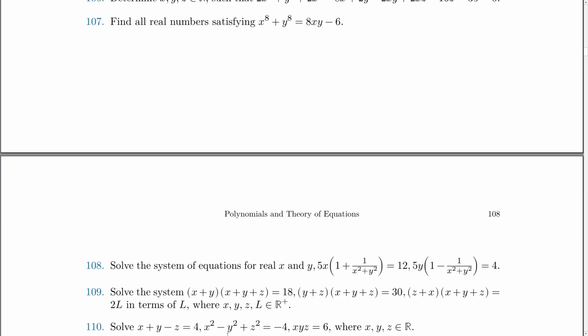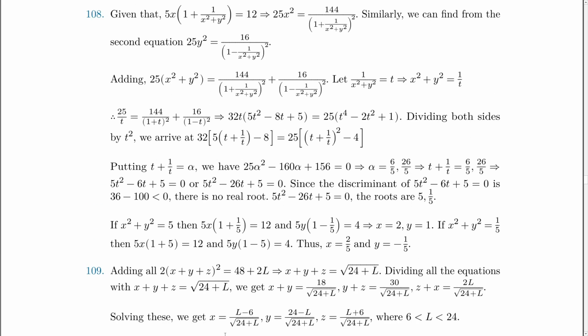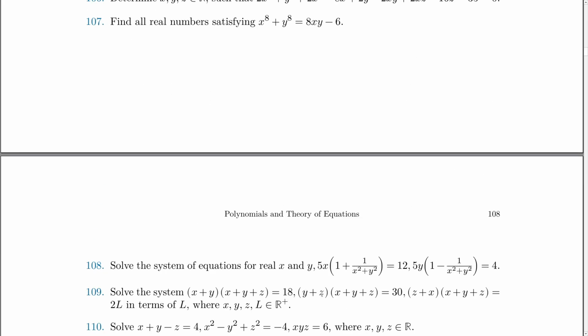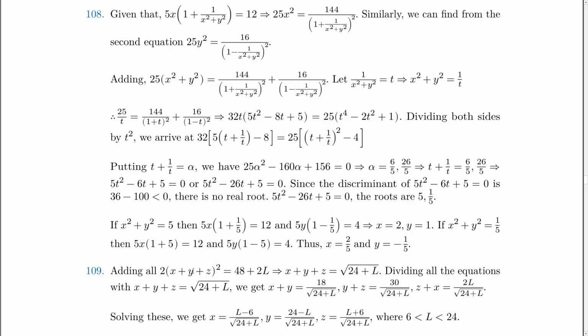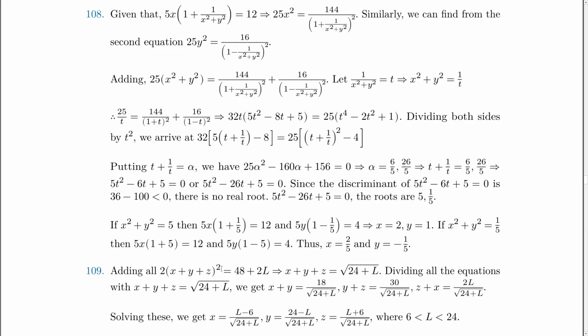Question 109 says: solve the system x plus y into x plus y plus z is equal to 18, y plus z into x plus y plus z is equal to 30, and z plus x into x plus y plus z is equal to 2L, in terms of L, where x, y, z and L are positive real numbers. So we add all these equations, and we get 2 into x plus y plus z the whole square is equal to 48 plus 2L.